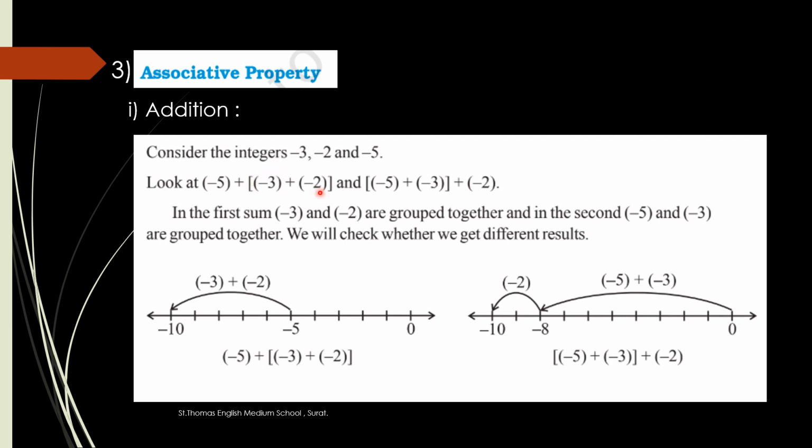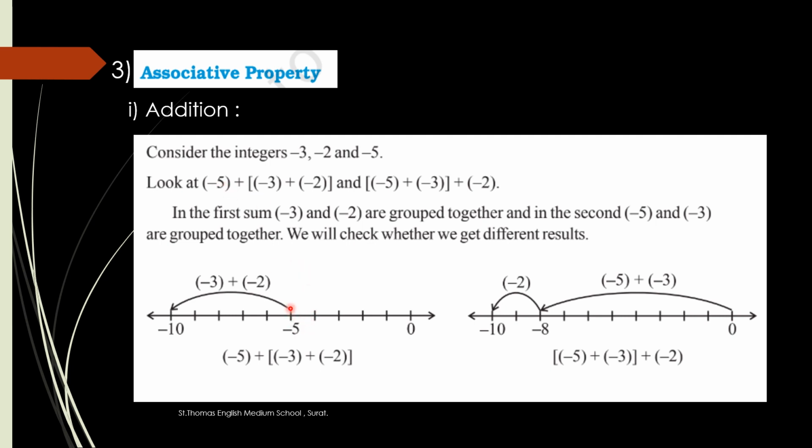You can see here, right? These both together, one bracket, and -5, -3 in one bracket. We will check whether we get different result. So they have drawn number lines, easy for you to add. That's why they are shown here. So -3 plus -2, what is the answer? 3 plus 2, that is -5, right? Whenever a negative number comes, you have to go to the left side. -3, then 1, 2, that is -5. So that is -3 plus -2, that is -5, plus -5.